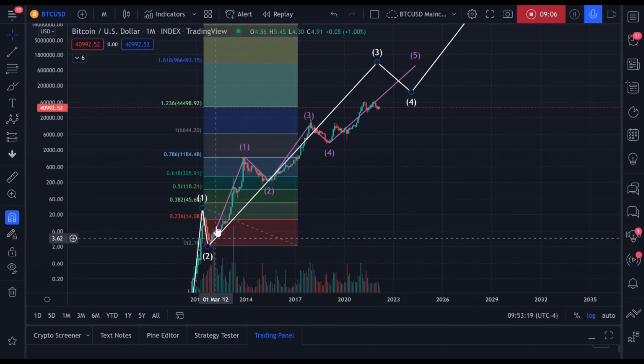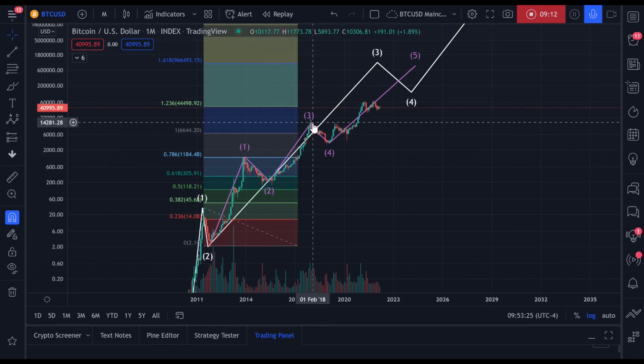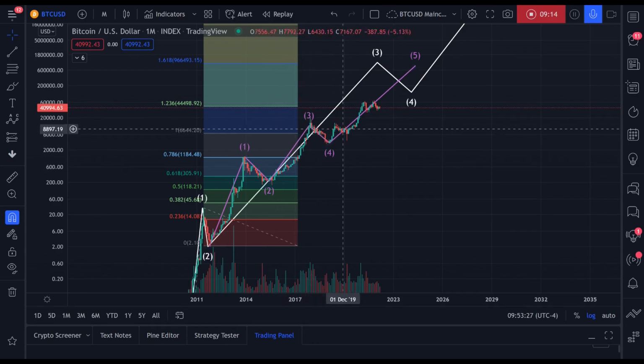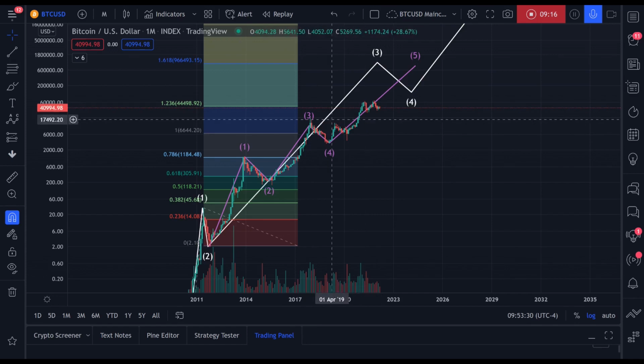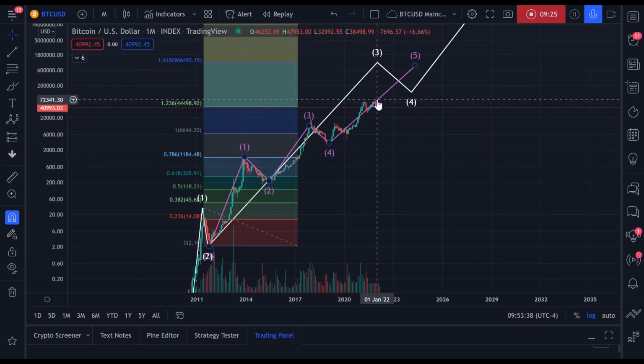So that's wave 1 of 3. You see 5 waves here, right? This is wave 2 of 3. This is wave 3 of 3. 1, 2, 3, 4, 5. You see 5 waves clearly. This right here is wave 4 of 3. And this that we have yet to print completely is wave 5 of 3.